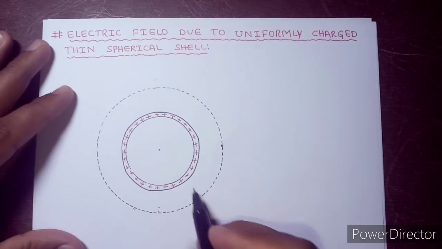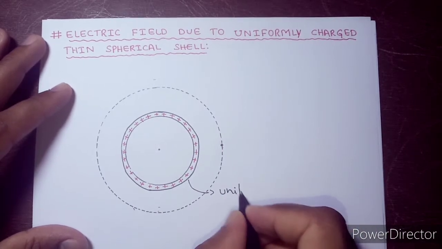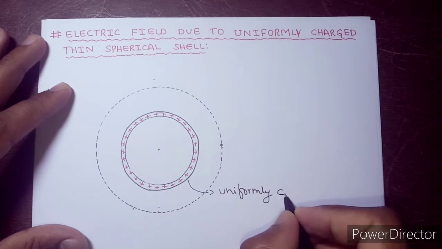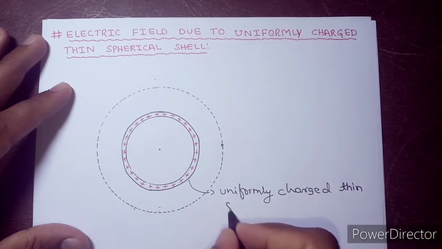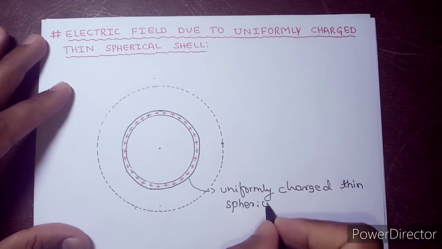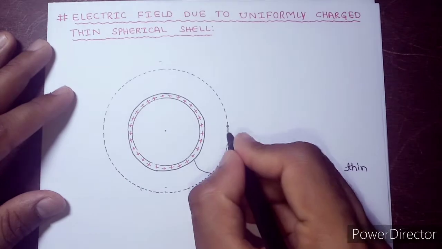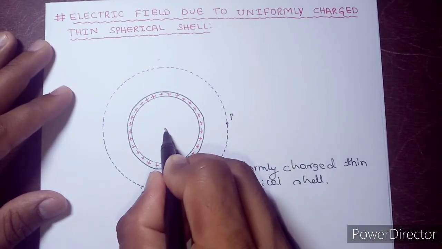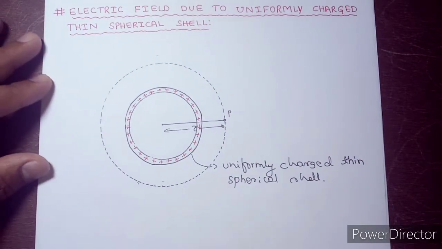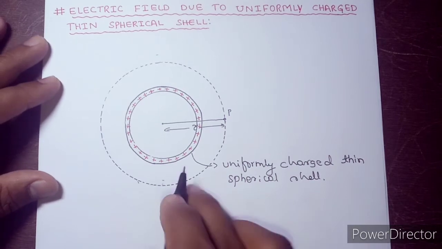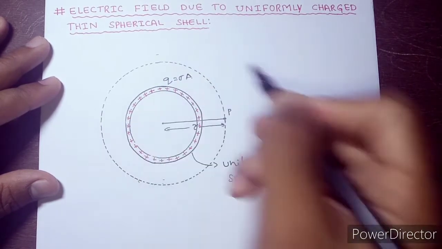So here we are considering a uniformly charged thin spherical shell. I need to find out the electric field at this particular point P, which is located at a distance small r from the center of this. So this is a shell which is uniformly charged. The charge on the surface of the shell is given by Q is equal to sigma into A, as we have considered in the last class.